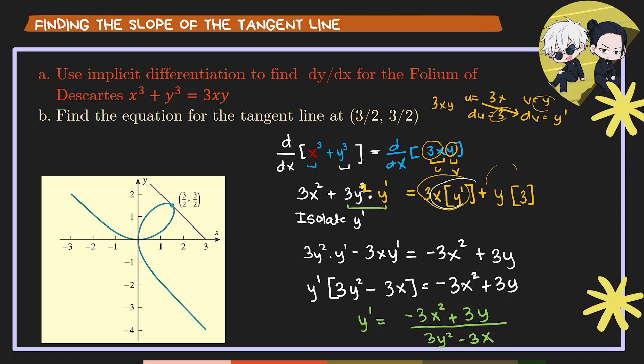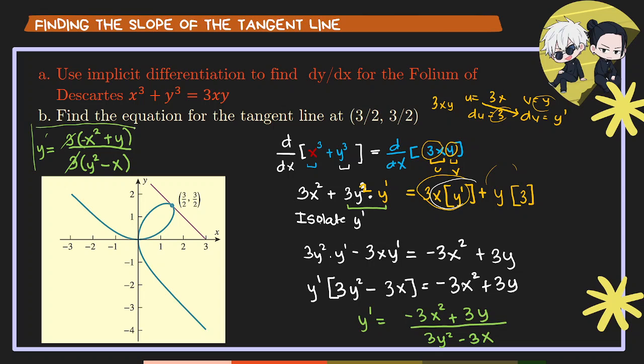Okay? So, paano natin mapapasimple yan? Anong ipa-factor out natin? 3. 3 lang. So, magkakaroon tayo ng 3 here, tapos negative x squared plus y. Tama ba? Okay. Then, isolate ko si 3 din dito. Then, we will have 3 times y squared minus x. Then, we can cancel 3 na lang. So, ito yung ating final equation.